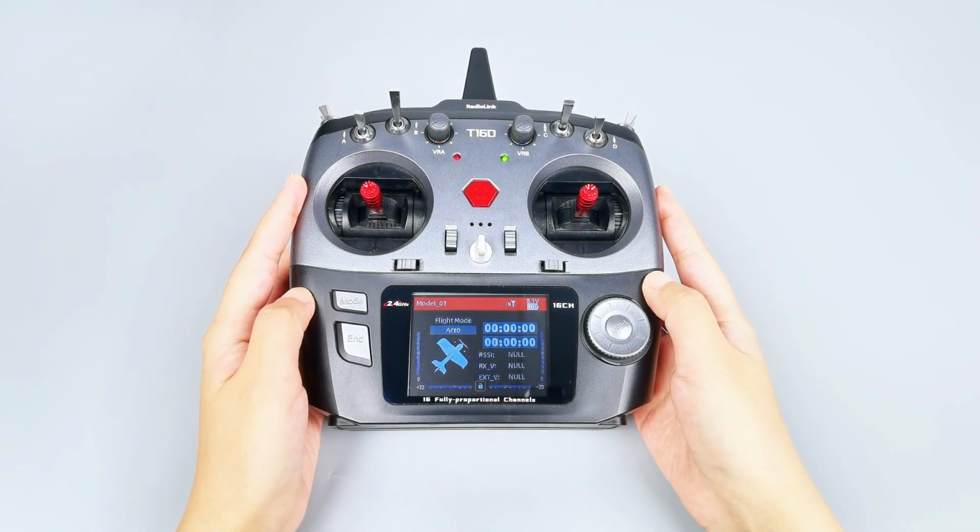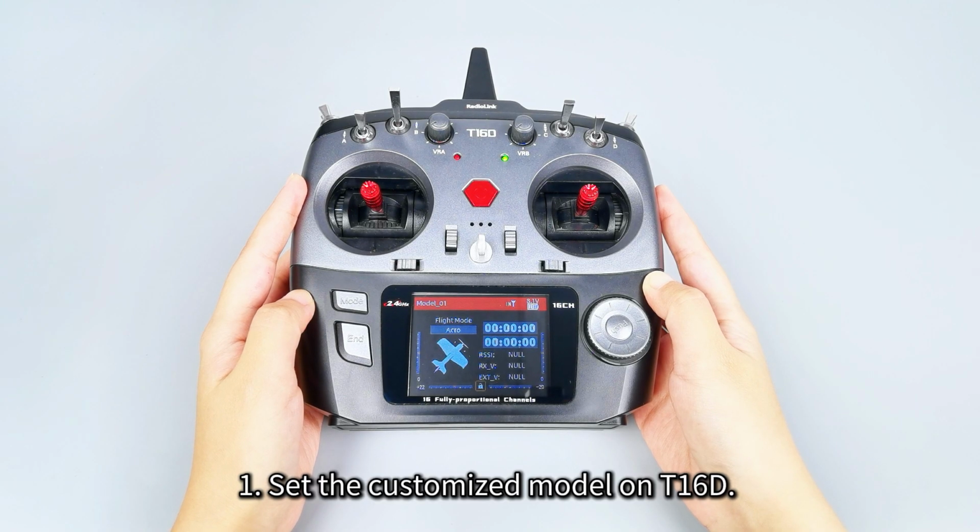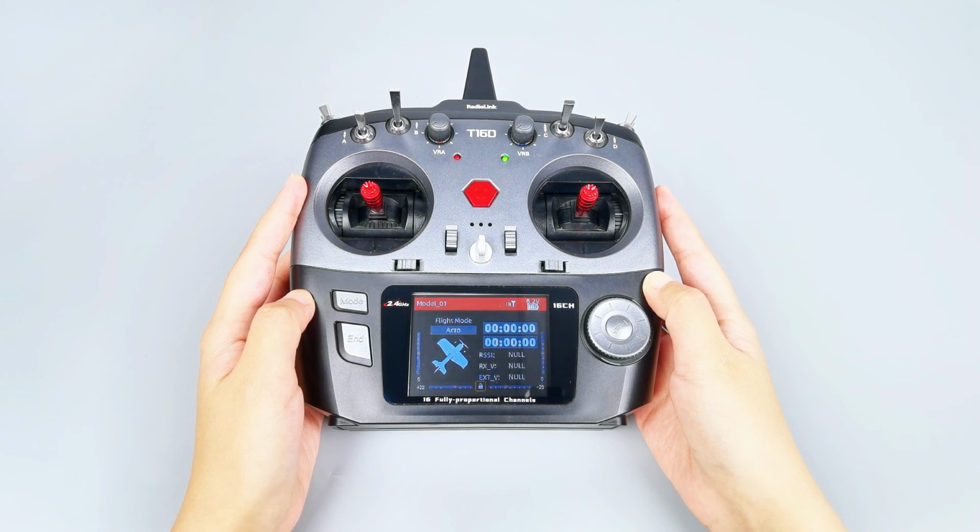And how to restore customized model settings on T16D and T12D? There are 3 steps in total, and we take T16D as an example. 1. Set the customized model on T16D. This step is to simulate the process of model setting. Users can set their customized models according to their needs.